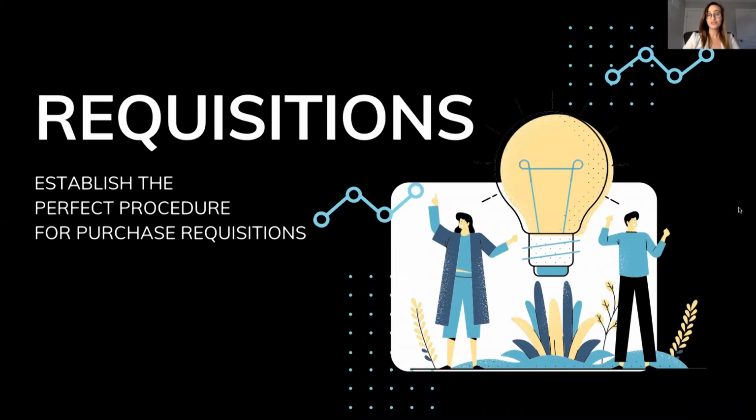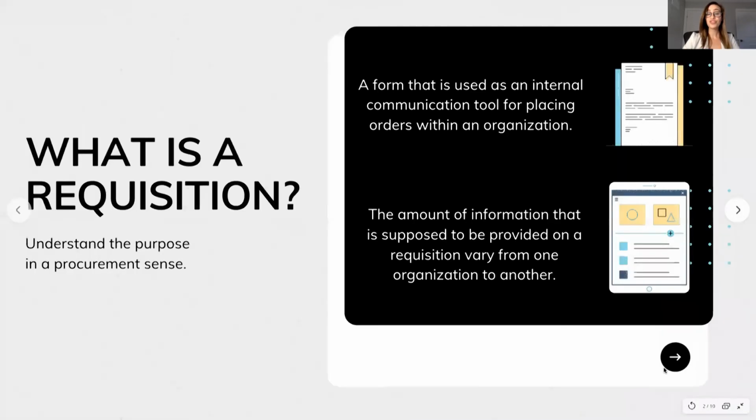First things first, we need to know the meaning of the term requisition in procurement. The term requisition, or purchase requisition as it's sometimes called, refers to a form used as an internal communication tool for placing orders within an organization. So in other words, it's an effective method that employees can use to inform those who are in charge of purchasing about their needs. It is also a way for employees to get their manager's approval on their orders before the purchase is processed.